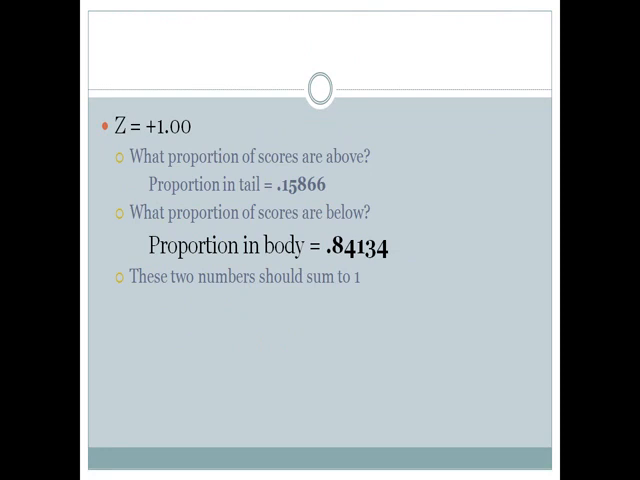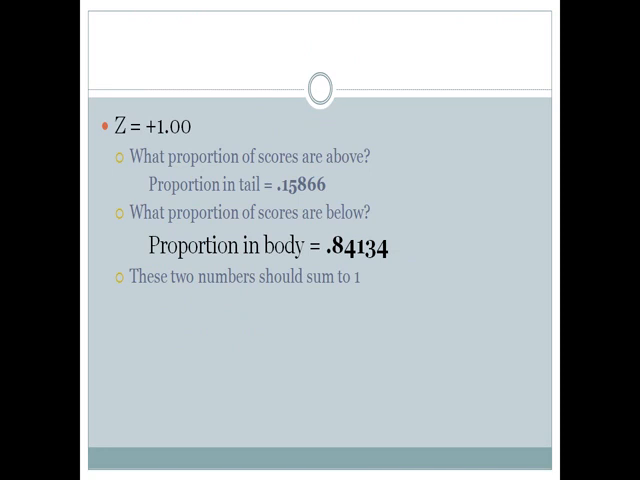So, applying that to the problem that we were originally looking at, what is the proportion of scores above a z-score of 1.0? That was the proportion in the tail. So about 0.16. And what proportion of scores were below a 1.0? That's 0.84.